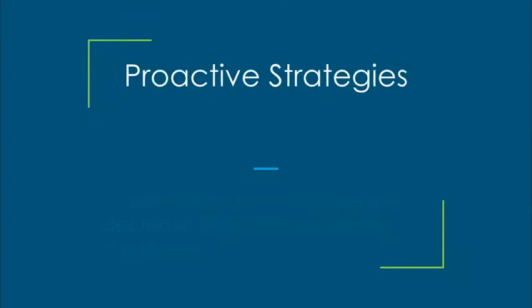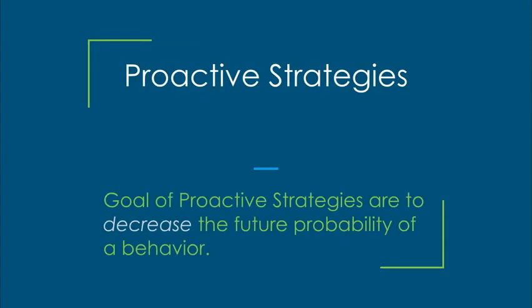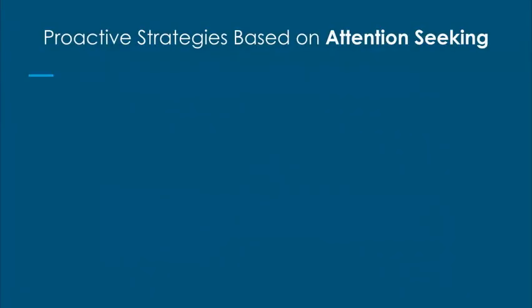In order to decrease the future probability of a behavior, we utilize proactive strategies, also known as antecedent-based interventions. In this section, we will be discussing function-based proactive behavior supports.